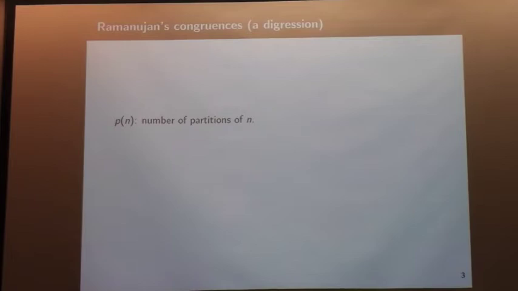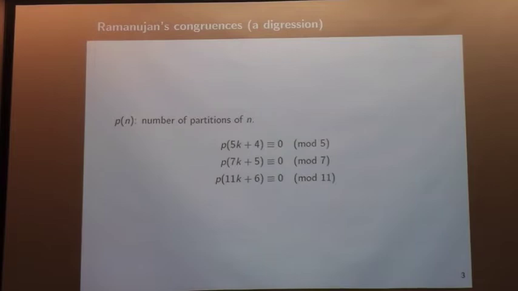So, a slight digression. P of n is the partition function, which counts the number of partitions of n. I just think these three congruences are pretty fascinating, and I want to show them to everyone who is new to partition identities here.